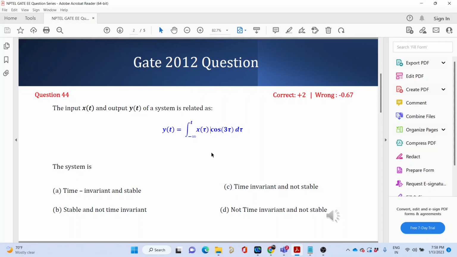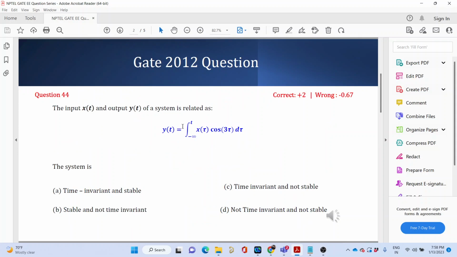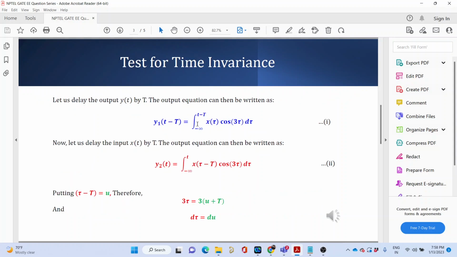Okay, so let us do it formally and I will just show you. Let us just test for time invariance first. So how do you test for time invariance? Let us first delay the output of the system. The expression that has been given to us, let us delay it by an amount capital T. You see the term t is over here, all other terms are tau. So when I replace t with t minus capital T, this t will also be replaced by t minus capital T. So y1 of t minus capital T is equal to the integration within the limits minus infinity to t minus capital T of x of tau cos of 3 tau d tau.